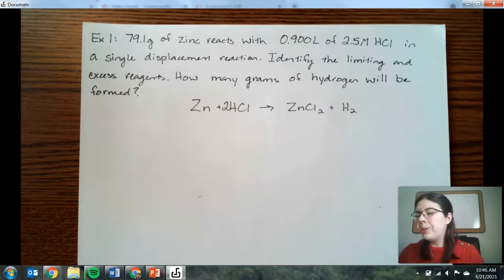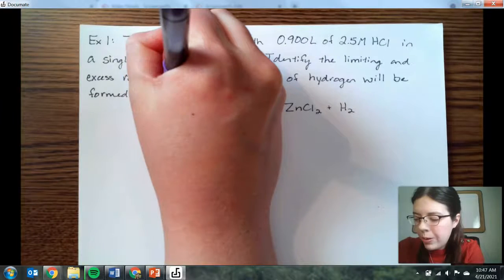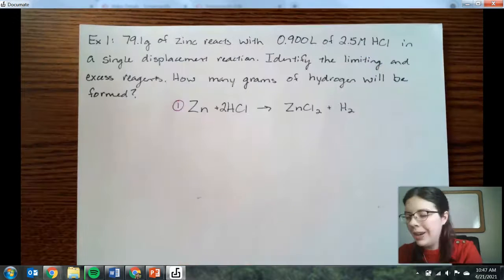79.1 grams of zinc reacts with 0.900 liters of 2.5 molar hydrochloric acid in a single displacement reaction. Identify the limiting and excess reagents. And then we want to figure out how many grams of hydrogen will be formed. Okay, so we're already given our balanced chemical equation. Remember, that is always step 1 when we're doing stoichiometry problems, so that is good.